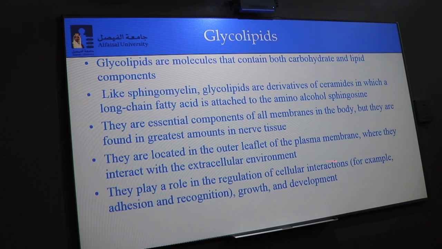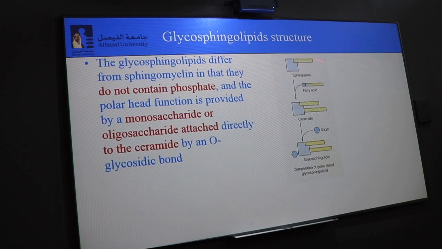They play a role in cellular interaction, such as cell adhesion and cell recognition. They play a role in growth and development. This is the function of glycolipids. So what do we have in the glycolipid, or glycosphingolipid? As I said, the sphingosine with the fatty acid will form ceramide. So a glycolipid is a ceramide plus sugar.